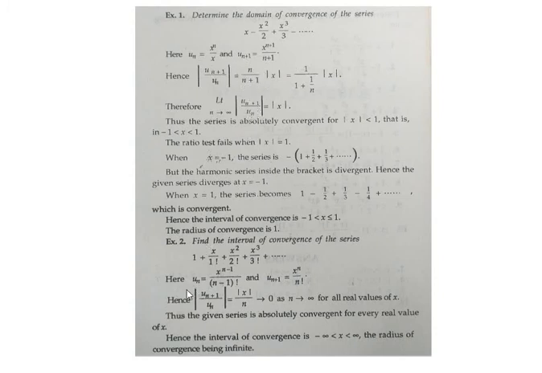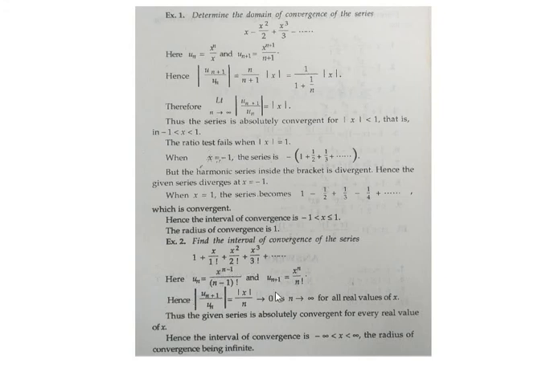Okay. Similarly, I have taken a second example. This is also a very simple power series. Find the interval of convergence of this series: 1 plus x by 1 factorial plus x square by 2 factorial plus x cube by 3 factorial and so on. This is a standard series. And here also x naught is equal to 0, and these are our coefficients a naught, a1, and so on.